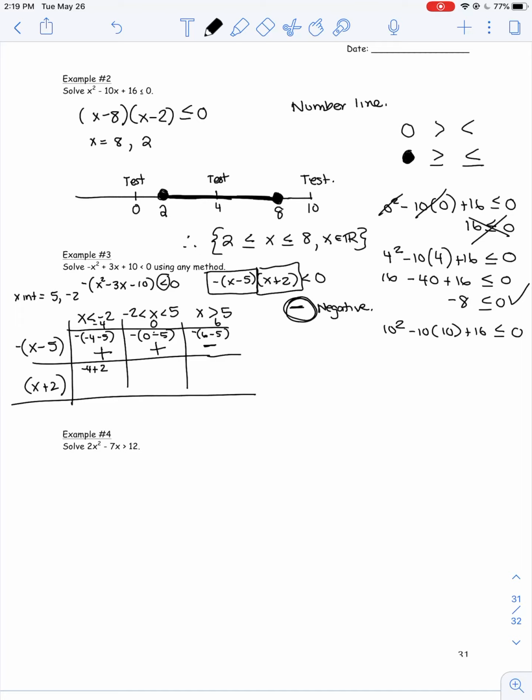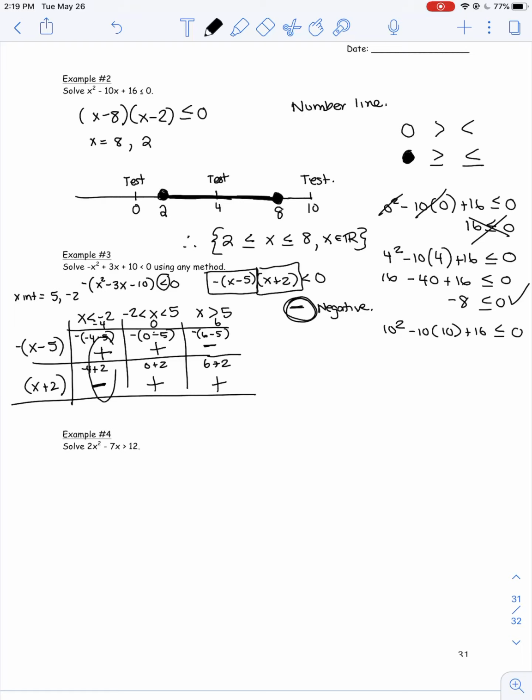So x plus 2, let's plug in -4 again into that one. So -4 plus 2 is a negative answer. 0 plus 2 will be a positive answer. And then 6 plus 2 will be positive. And then all you do is you always multiply the signs to get your answer.